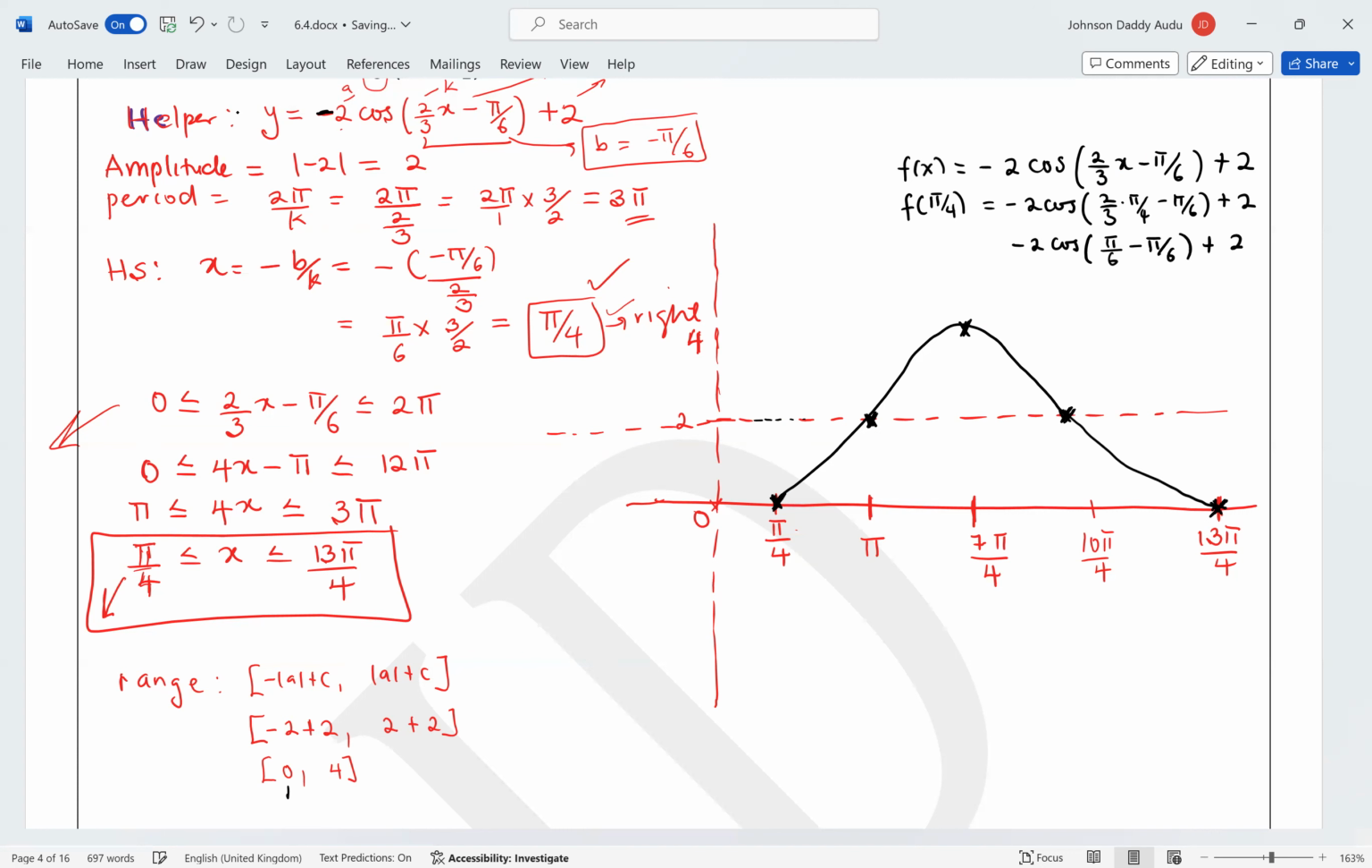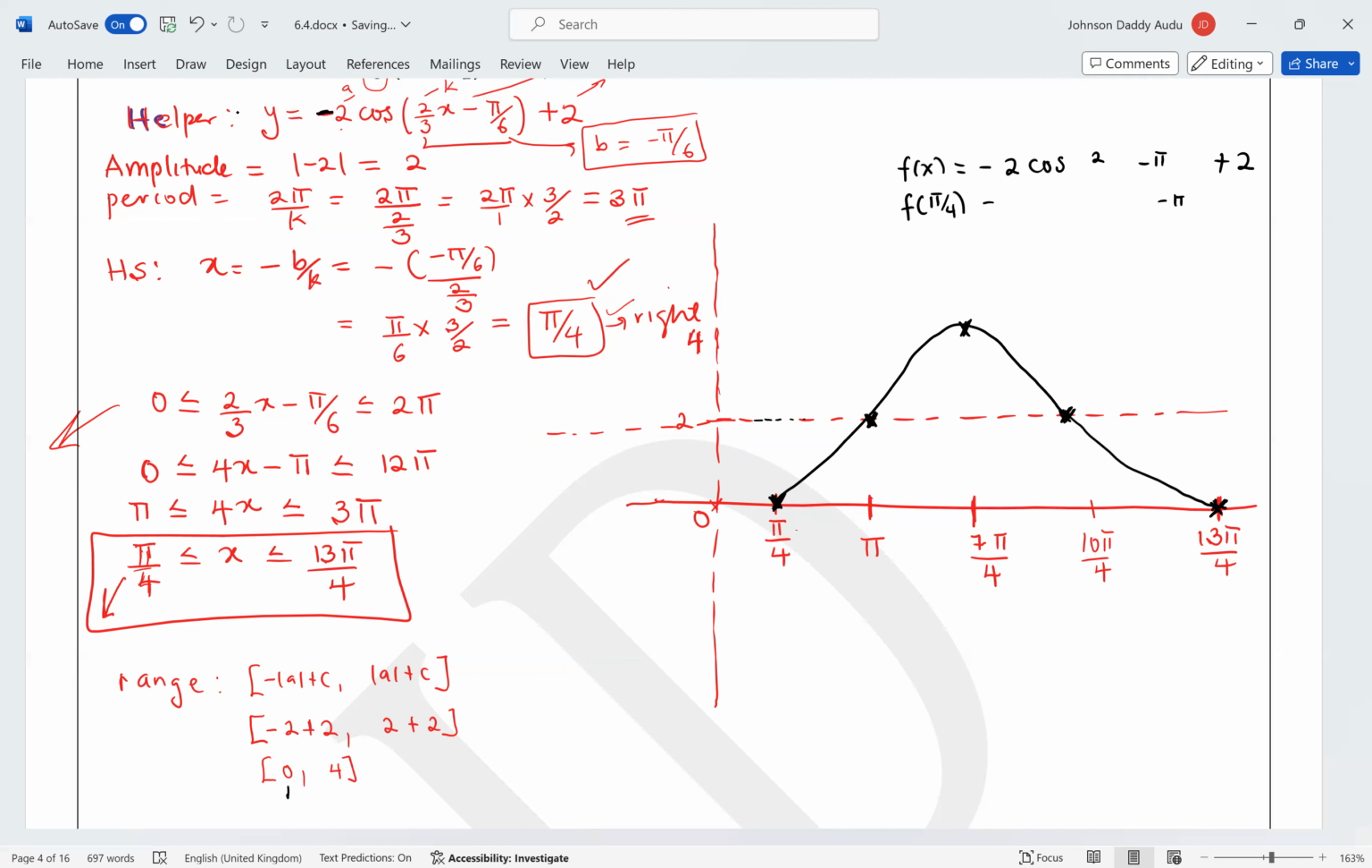Now, what is pi over 6 minus pi over 6? This is minus 2 cosine of 0 plus 2. And you see that this is nothing but minus 2 plus 2, which is 0. And that is as expected. You can see that at pi over 4, we are here at 0. So it means the helper graph is correct.